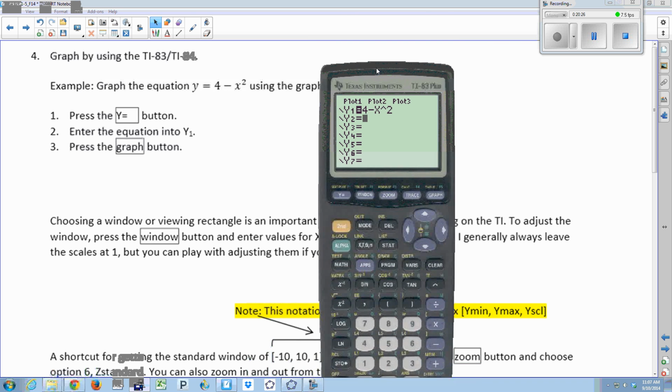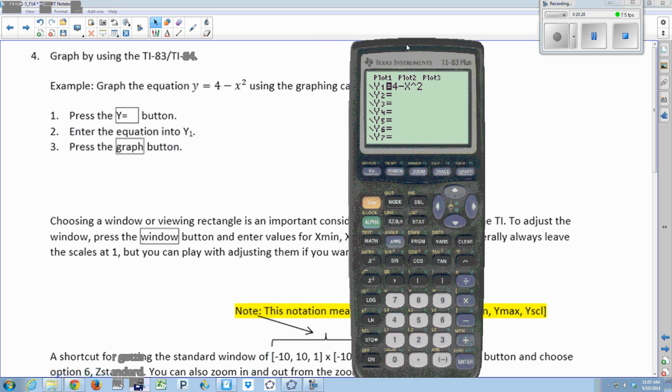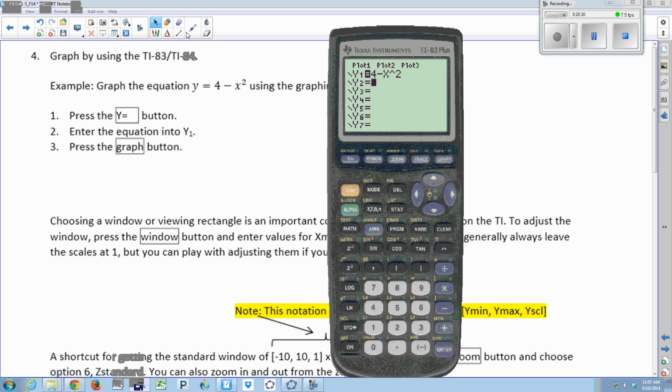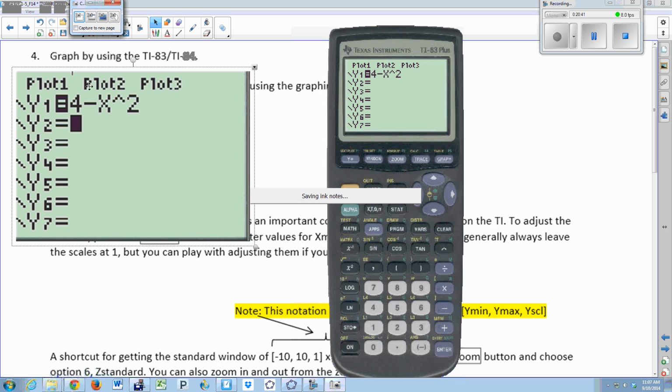Okay. So let me get a little picture of this. I should have had this camera up, so let me get this going. So I'll just take a little picture of this for you so you can see how to enter that in your calculator for later.